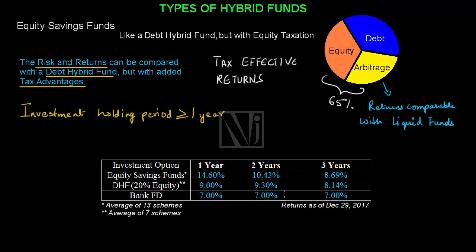This is a performance comparison of equity savings funds with debt hybrid funds and bank FD. We have assumed a 7% rate of interest for bank FD, although in the current scenario the interest rates are even lower. Both equity savings funds as well as the debt hybrid funds have been able to outperform the conventional bank FDs. The benefit here is tax-effective returns.